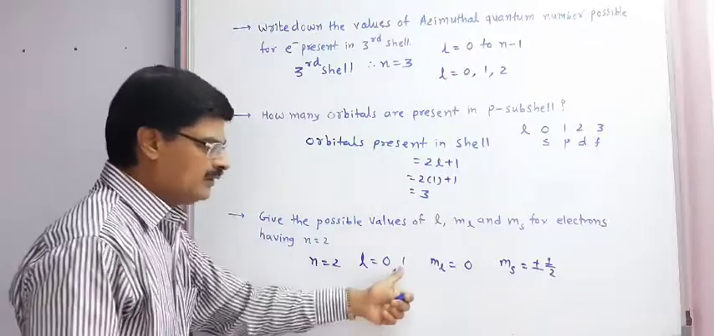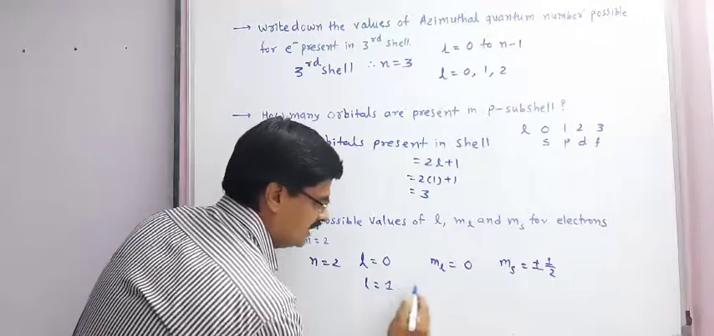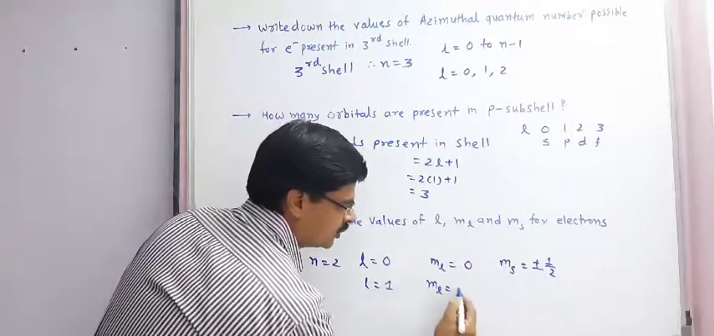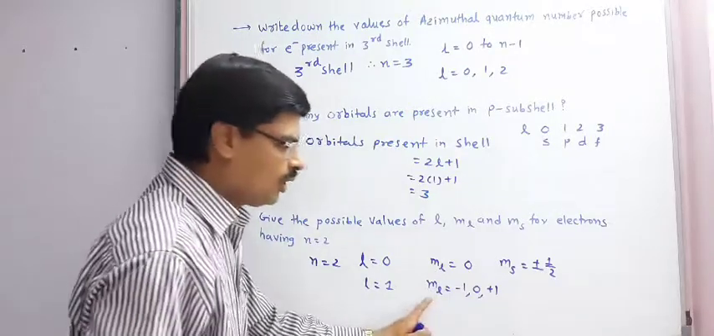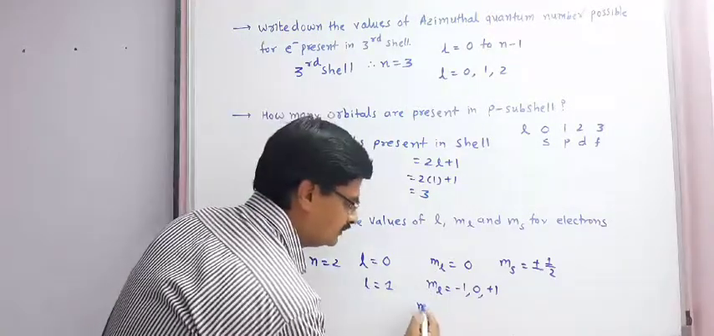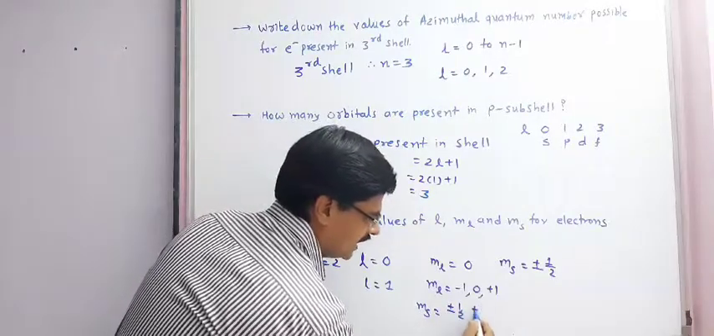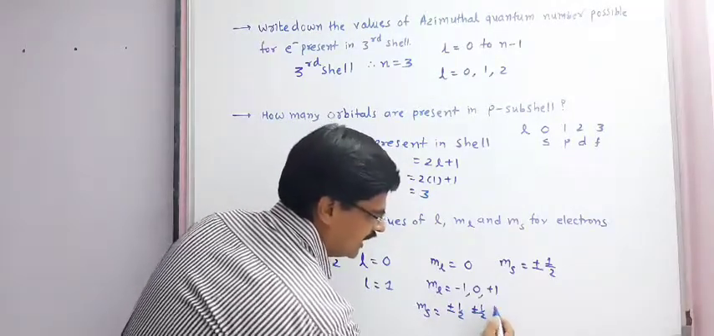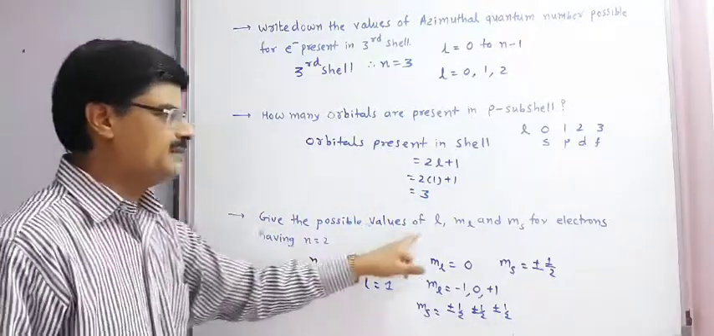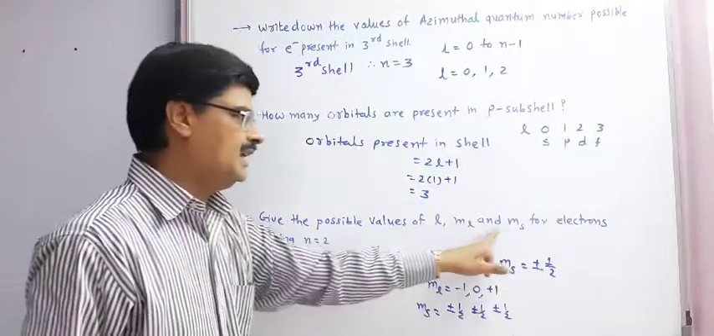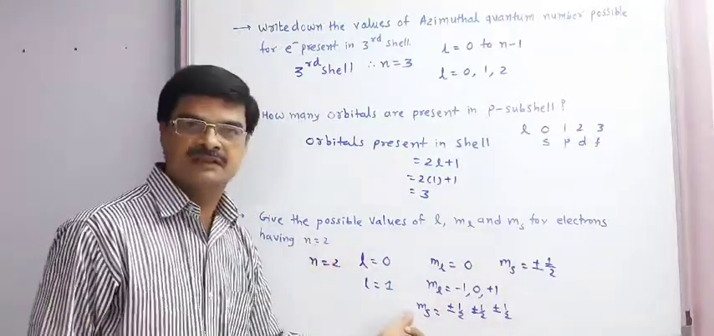Now for L is equal to 1, we can write ml values to be minus 1, 0 and plus 1. So for the corresponding ms values we can write plus or minus half, again plus or minus half, and here also plus and minus half. So we can write the possible values of L, ml and ms for electrons having n is equal to 2 in this way.